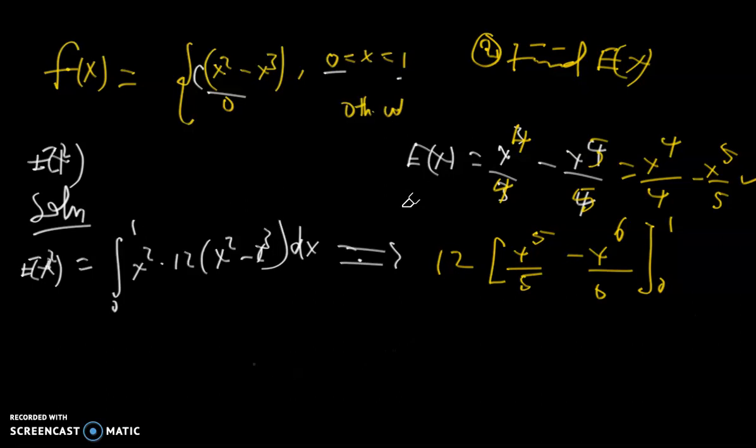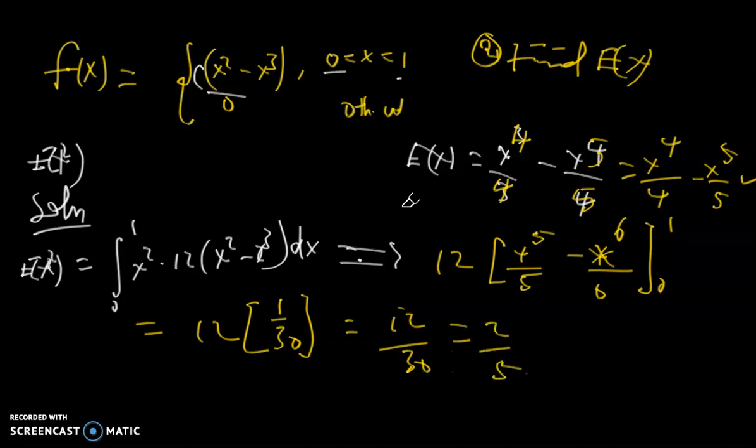So if we do that, we put 1 here, so this will be 1 power 5 divided by 5 minus 1 power 6 divided by 6, that will give us 12 into 1 over 30. That will give us 12 over 30, which is equal to 2 over 5.